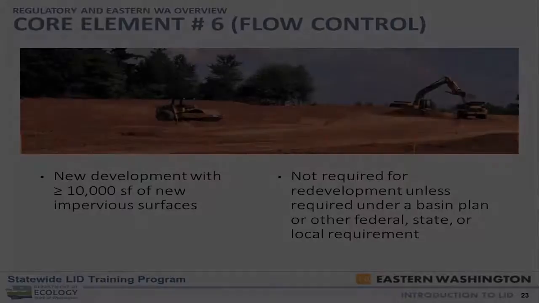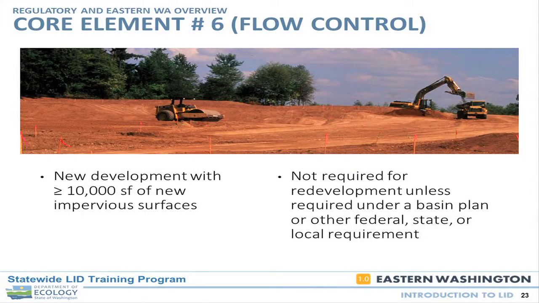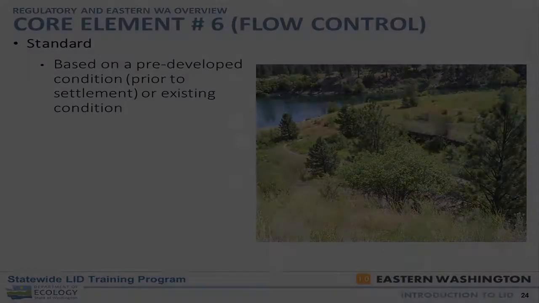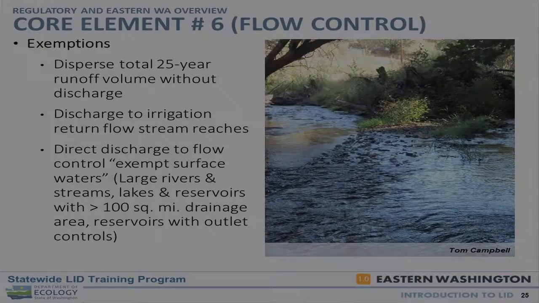Core element number 6 is not required for redevelopment unless required under a basin plan or other federal, state, or local requirements. Before you're embarking on any of these projects, make sure to really look at your local jurisdictions, codes, and requirements before launching into your project. So what is the standard here? The standard is based on pre-development conditions, so prior to settlement or existing condition. And the goal is really to mitigate to the maximum extent practicable the impacts of increased stormwater runoff and flow rates on streams in Eastern Washington.